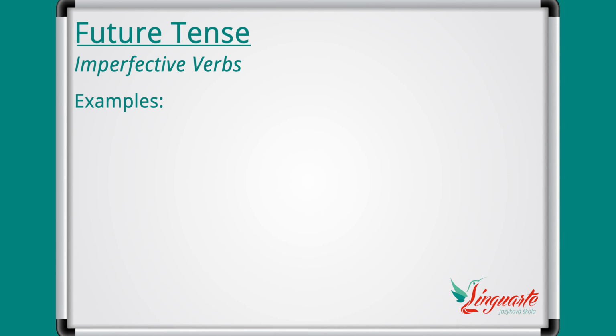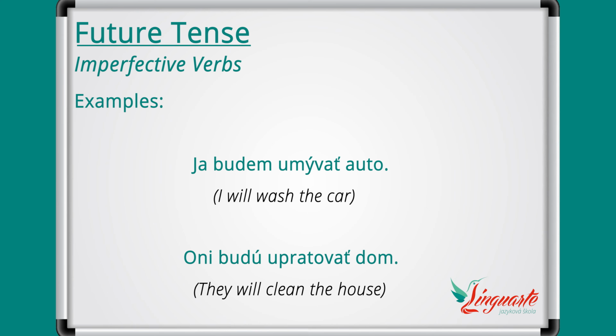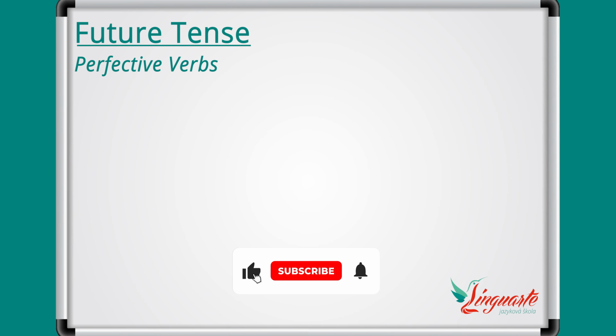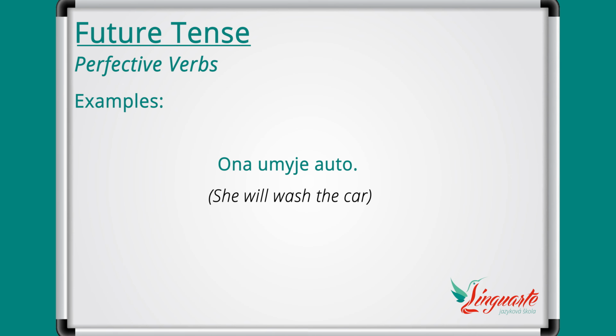Then to say I will wash the car, you can say ja budem umývať auto. Another example is they will clean the house, oni budú upratovať dom. Now, how to form the future of the perfective verbs? Just as we mentioned, this type of verbs uses their regular form, meaning a finished action in the future. Therefore, there is no need to add or change anything. For example, she will wash the car, ona umyje auto. I will send an email, pošlem email.